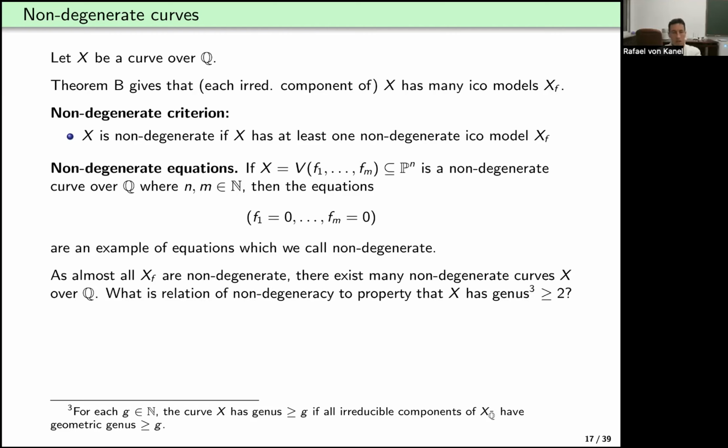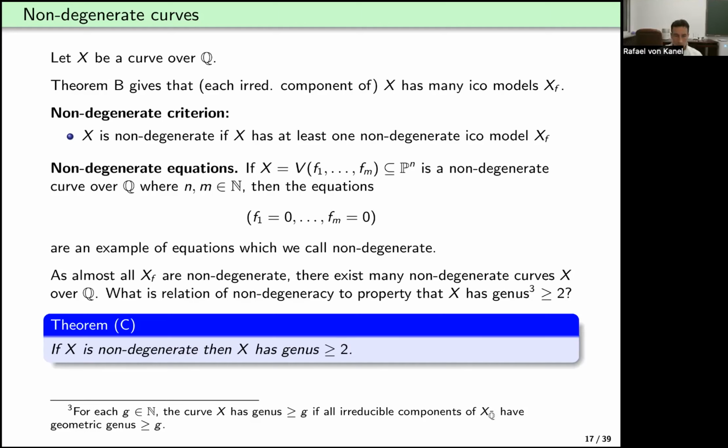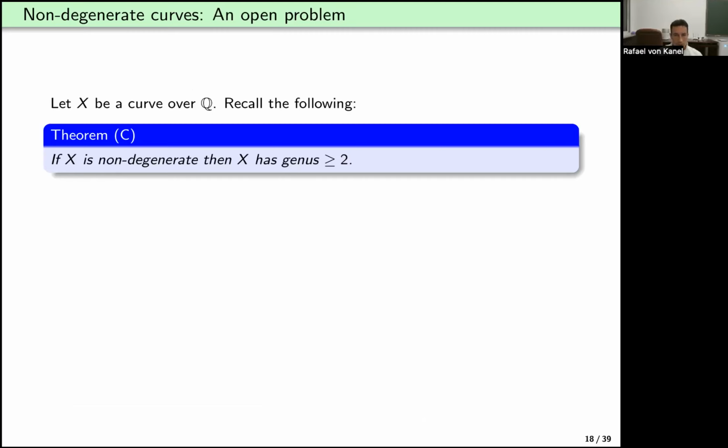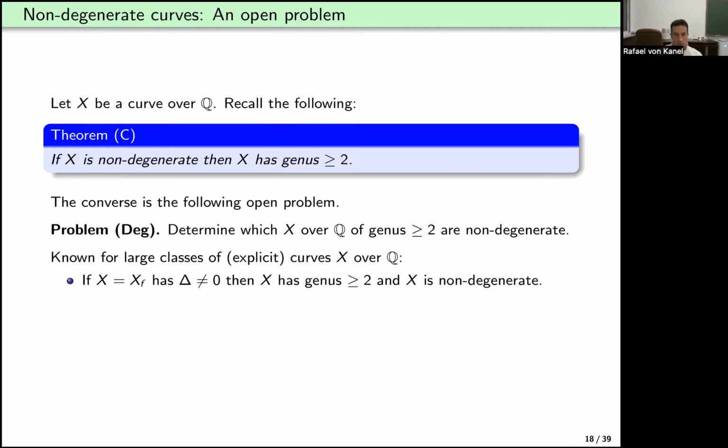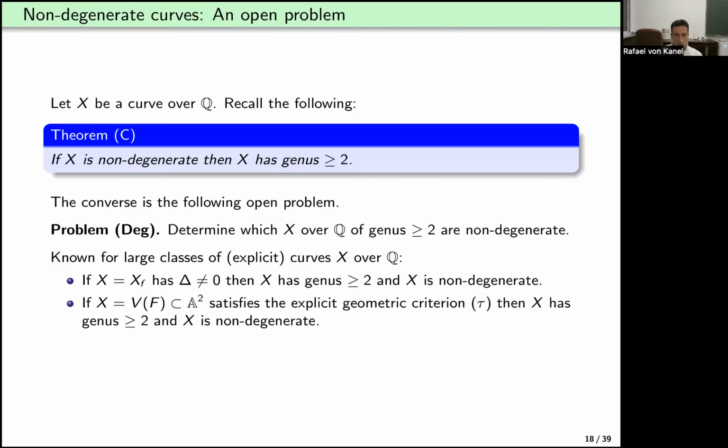So one can ask the question, what is the relation of this non-degeneracy property to the property that the curve X has genus greater or equal than 2? And we can prove the following theorem C. If X is non-degenerate, then X has genus greater or equal than 2. So let's recall theorem C. And somehow the converse of this theorem is the following open problem. Problem degenerate: determine which curves X over Q of genus greater or equal than 2 are non-degenerate. And somehow we already saw some examples, these curves X_F where delta is non-zero. Then we will see some examples later in the talk, which satisfy some criterion tau.